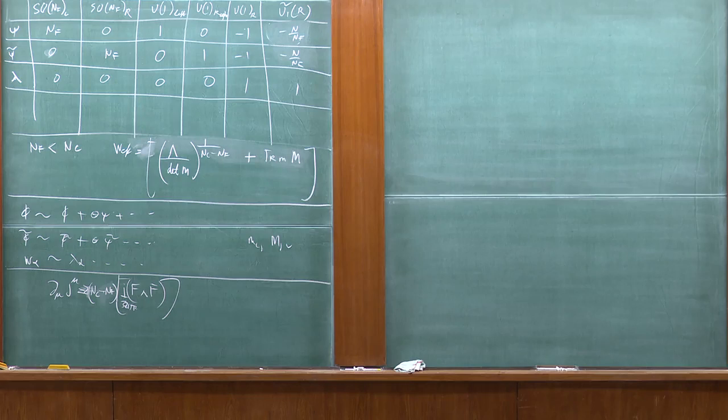So you see, this relationship tells us that this naive U1R symmetry is anomalous. But you can ask, is it completely anomalous? Or is there some subgroup of this U1R symmetry that is preserved under the anomaly?